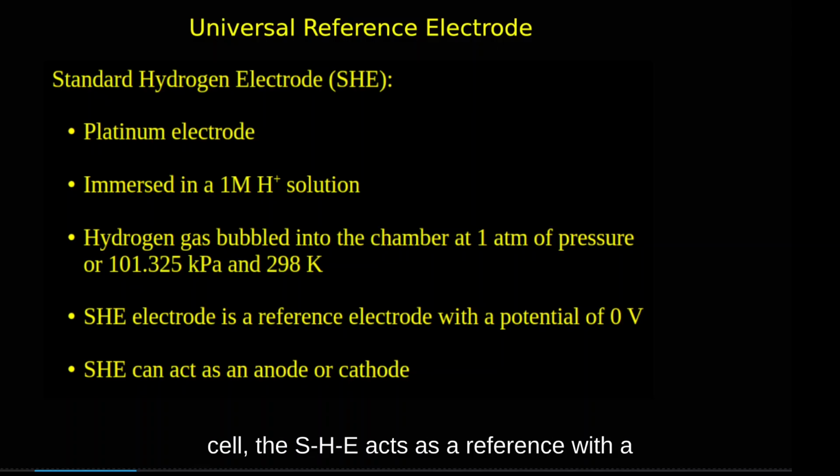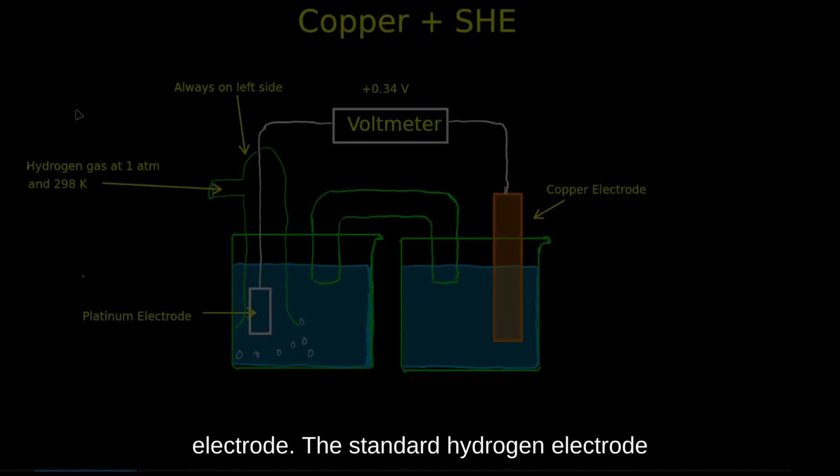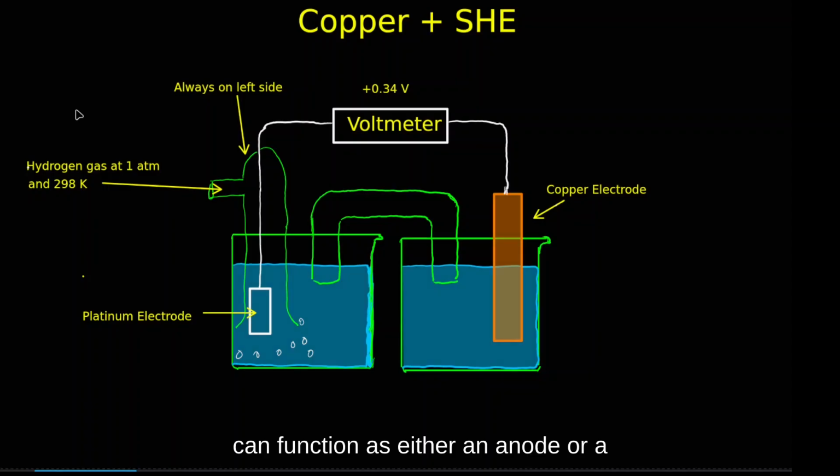In a galvanic cell, the SHE acts as a reference with a defined potential of 0.00 volts. When connected to another half cell, the measured cell voltage reflects the standard electrode potential of the other electrode. The standard hydrogen electrode can function as either an anode or a cathode, depending upon the relative potential of the other half cell. Hydrogen gas and hydrogen ions cannot conduct electrons directly, so an inert platinum electrode provides a surface for the electron transfer.